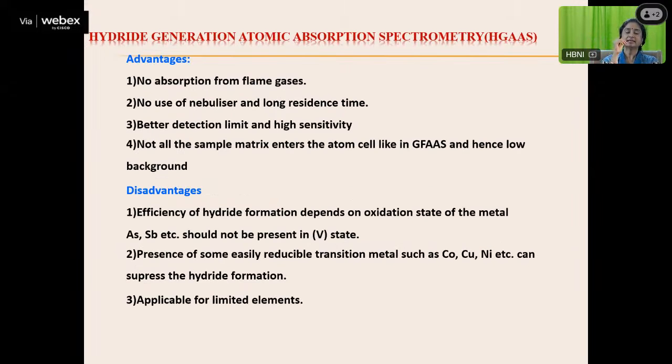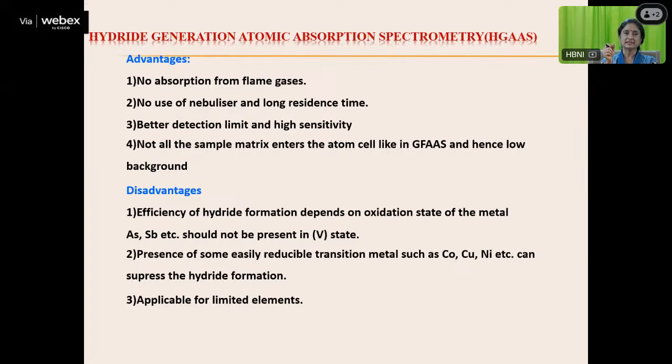Now, what are the advantages and disadvantages of hydride generation? No absorption from flame gases, which is very good, because flame has a rich spectrum. All the decomposition products of your fuel, oxidant, and sample will be there, so it is a broad spectrum of absorption. But in this case, there is no absorption from the flame because your light is not passing through the flame. No use of a nebulizer and long residence time. Better detection limit and high sensitivity. Not all the sample matrix enters the atom cell, as in GFAAS, and hence low background.